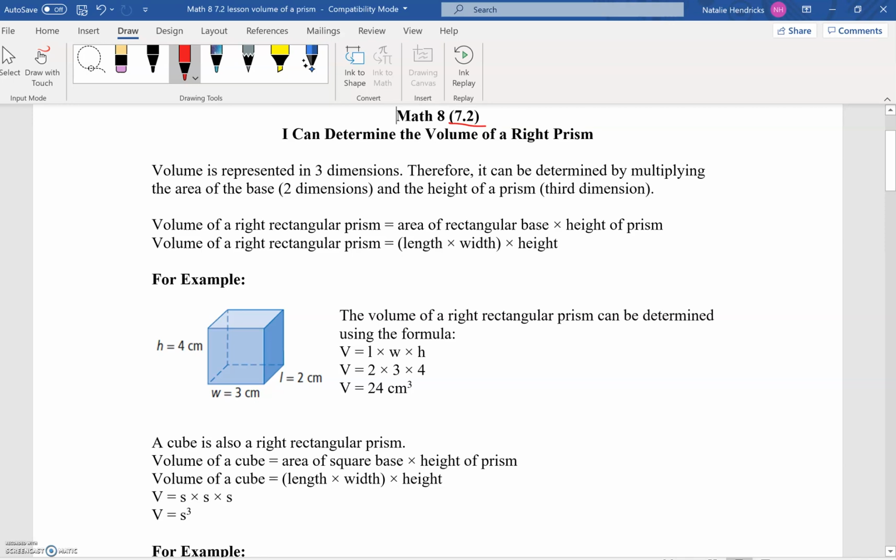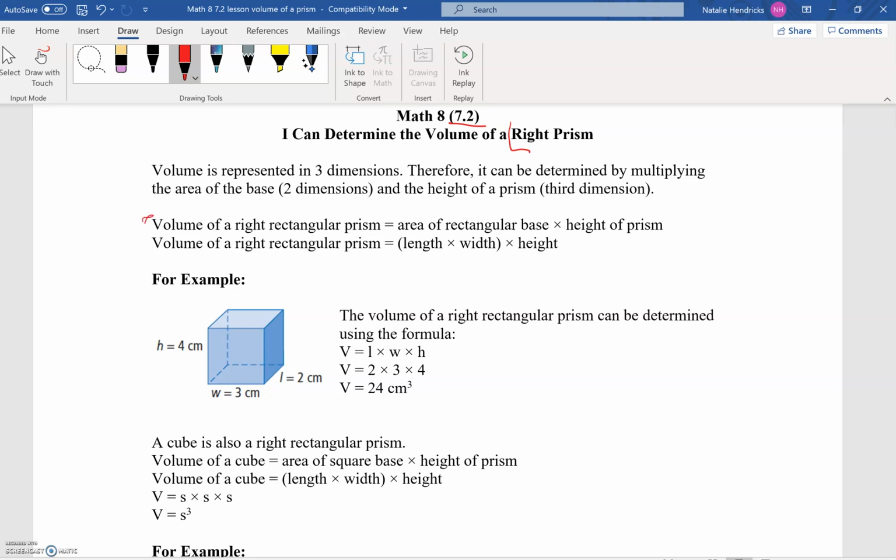Volume is represented in 3 dimensions, therefore it can be determined by multiplying the area of the base, which is 2 dimensions. So that's the bottom of whatever prism you're talking about, a right prism. Right meaning all the corners have to be right angles, and prism just means that it's 3D basically. So multiplying the area of the base, 2 dimensions, and the height of the prism, which is the 3rd dimension, that's how it brings it in.